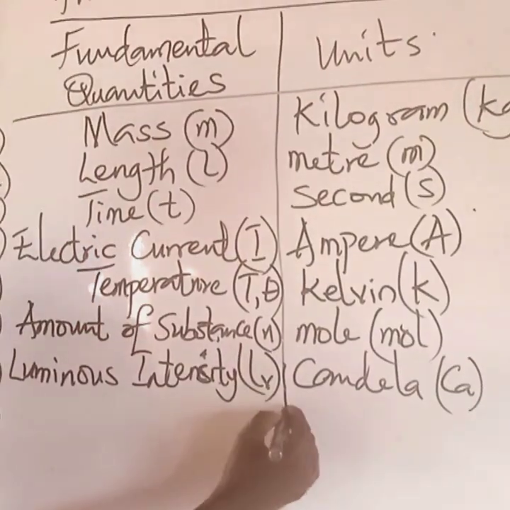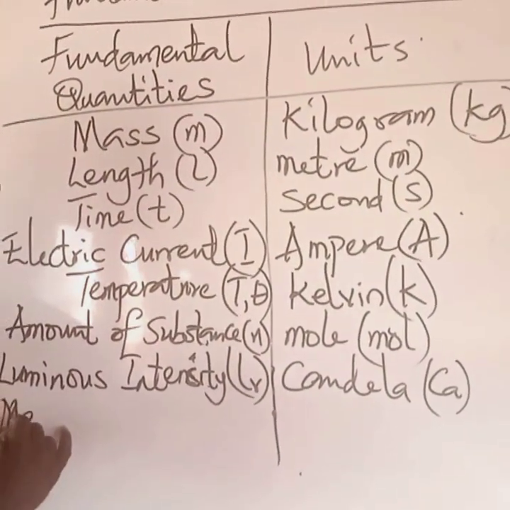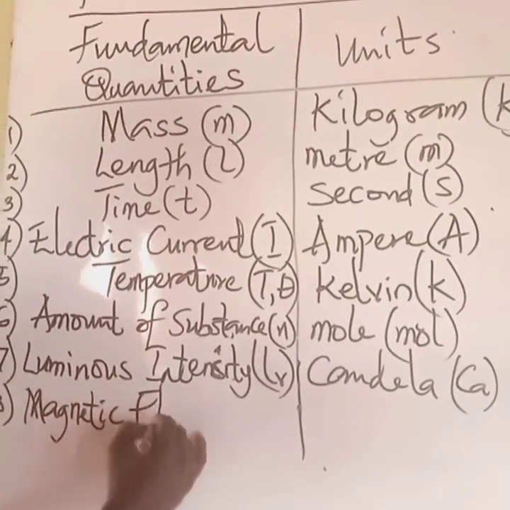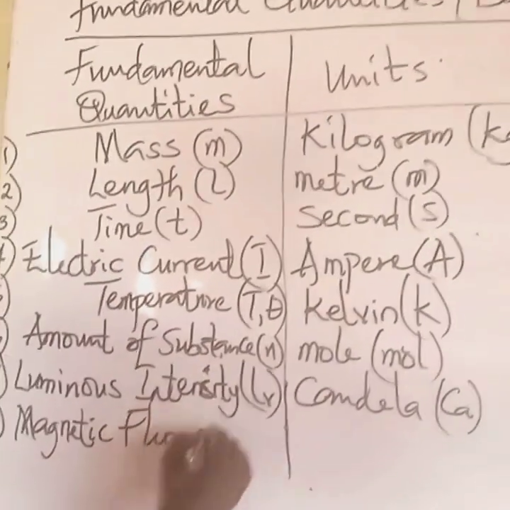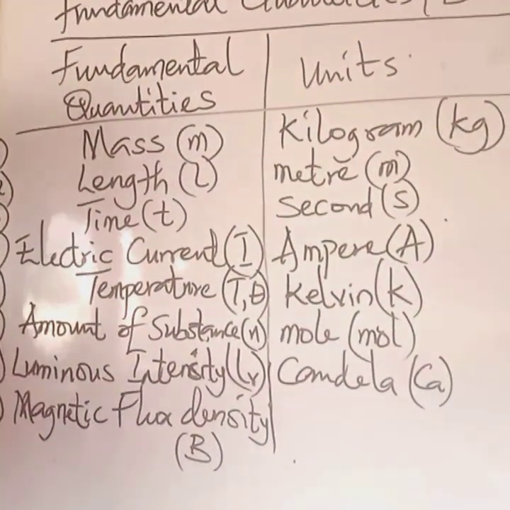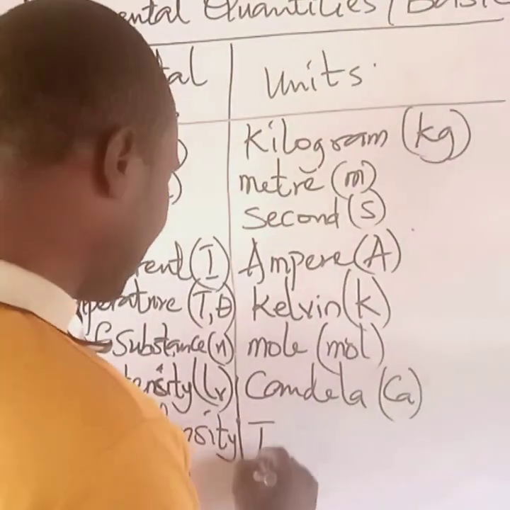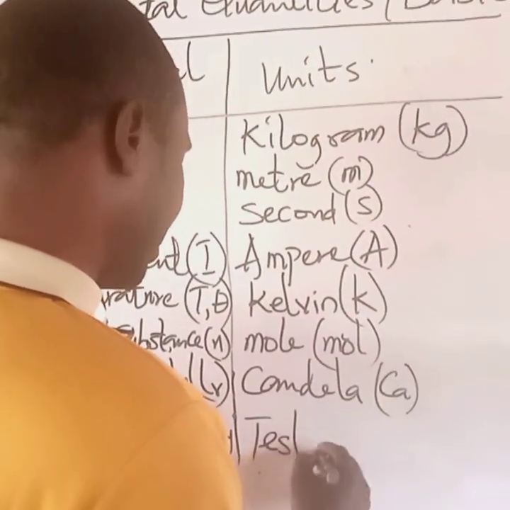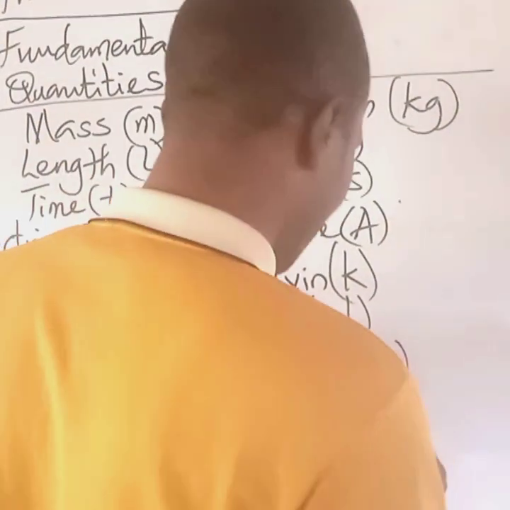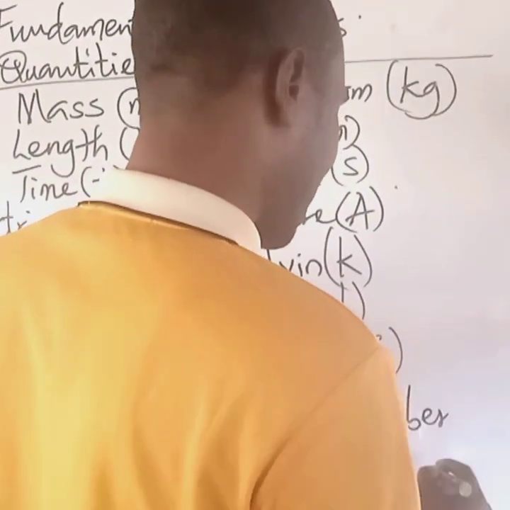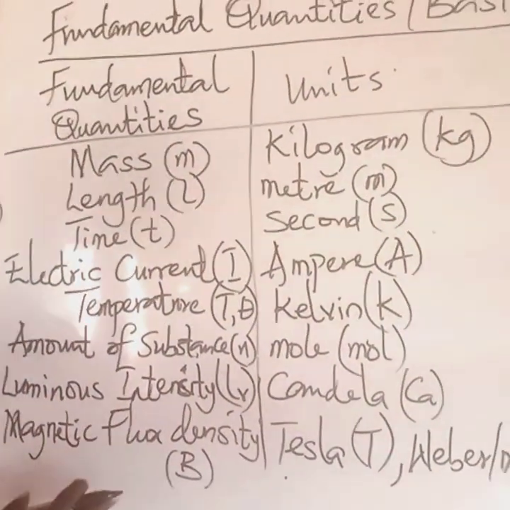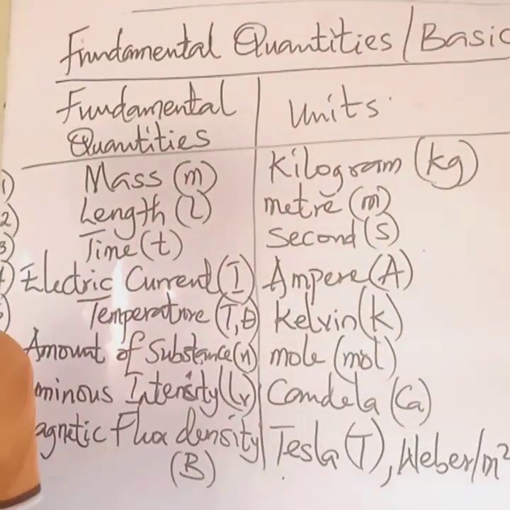And the last one is called magnetic flux density. The symbol is capital letter B. And the unit for magnetic flux density is Tesla. The SI unit is Tesla, T. At times we use the unit Weber per meter square. So these are the 8 fundamental quantities that we have.